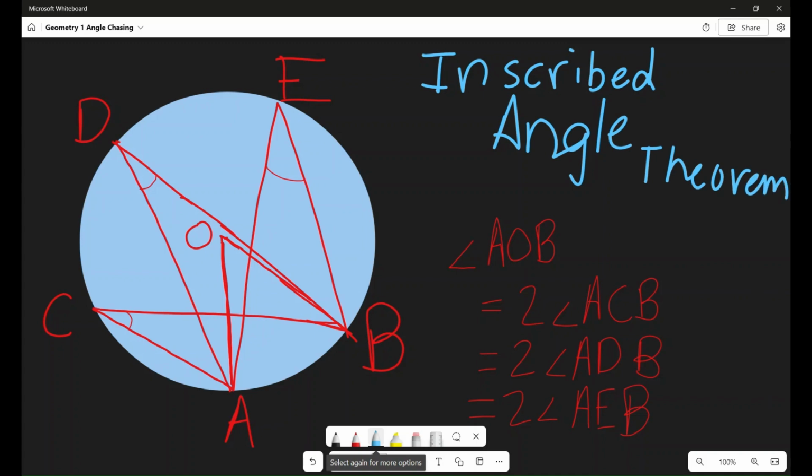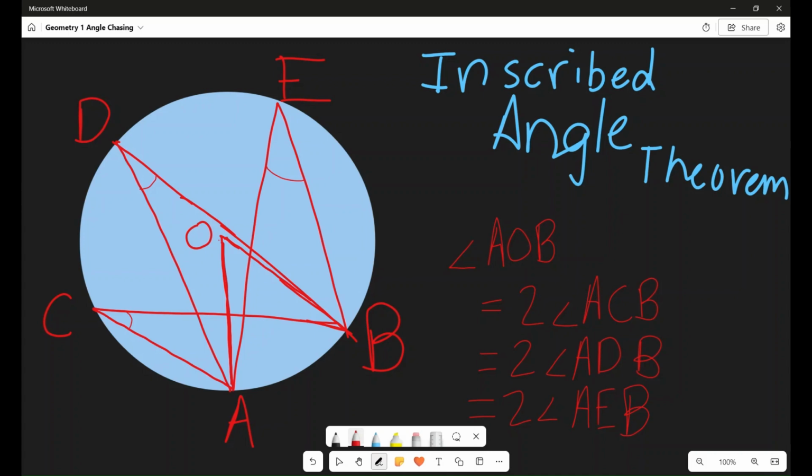So, what does the inscribed angle theorem tell us? So, say we have this circle here, and say that O is the center of that circle. Now we have points A, B, C, D, and E on the circle. So the inscribed angle theorem tells us that AOB is 2 times ACB, 2 times ADB, 2 times AEB, or 2 times any angle that subtends arc AB.